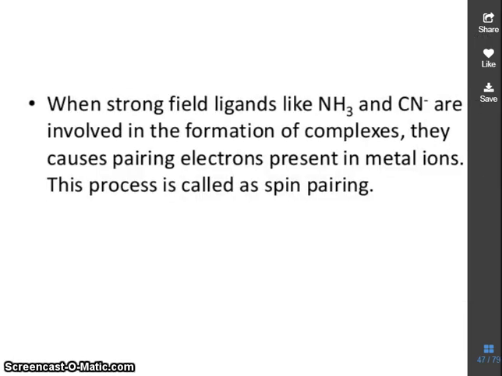Now friend, when strong field ligands like ammonia and cyanide are involved in the formation of a complex, it causes pairing of electrons present in the metal ion. This process is called spin pairing.